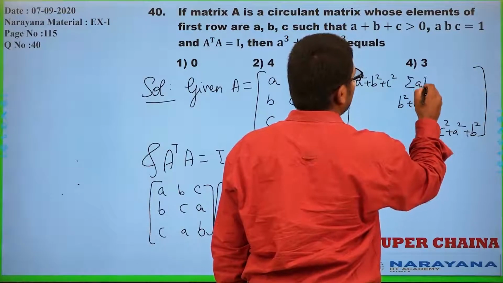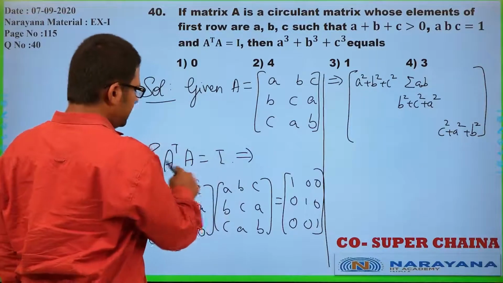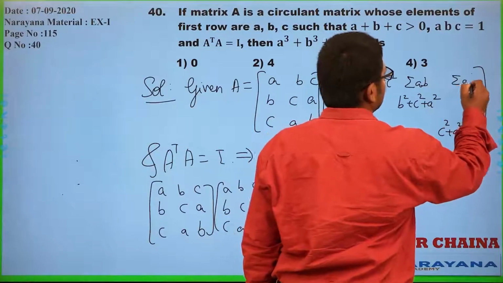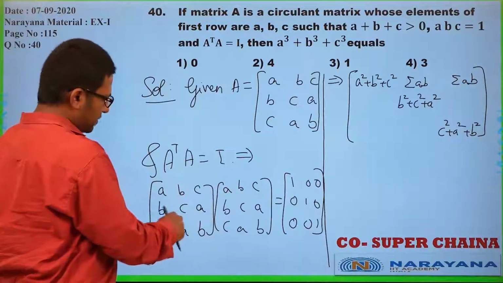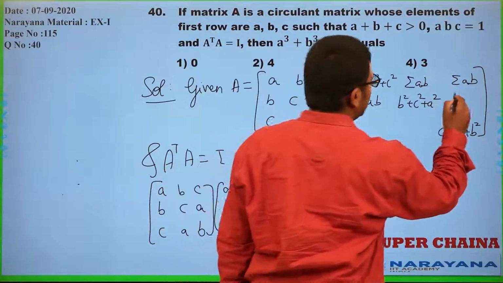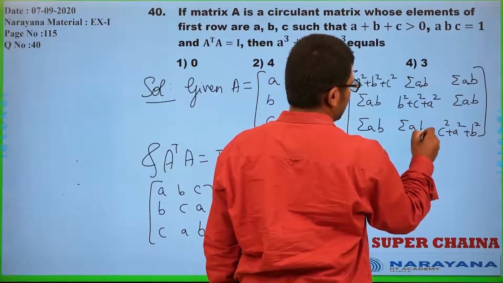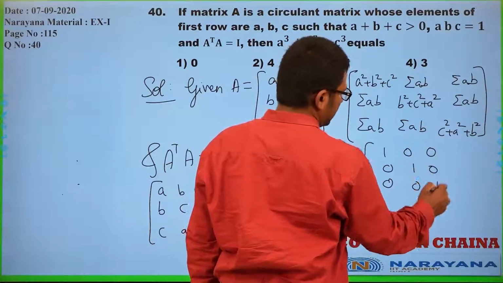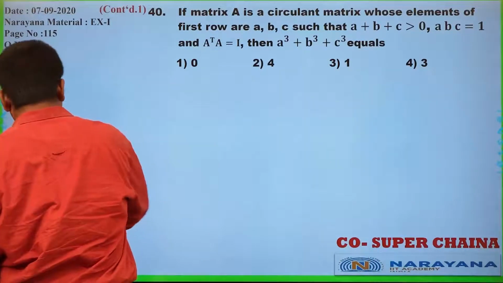Can we write it as summation ab? You understand summation ab: ab + bc + ca. Then ac + ba + cb is also summation ab. Like that, if you realize, all the rest of the terms will be, let us say second row, first column, ba + cb + ac. All of the remaining terms will be summation ab. This is equal to 1 0 0, 0 1 0, 0 0 1.